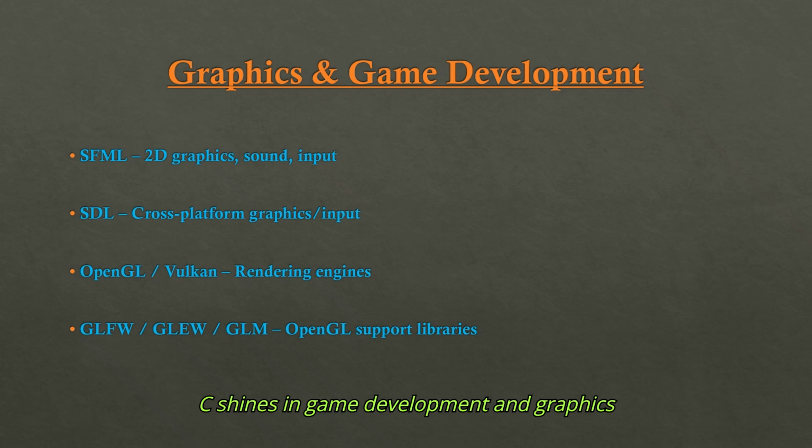C++ shines in game development and graphics programming. Libraries like SFML and SDL handle multimedia and input. OpenGL and Vulkan power advanced rendering, while support libraries like GLFW, GLEW, and GLM manage window extensions and math operations. These are essential for building game engines and visual applications.